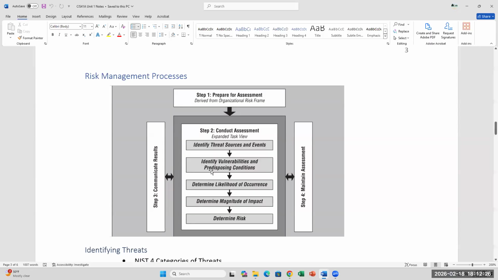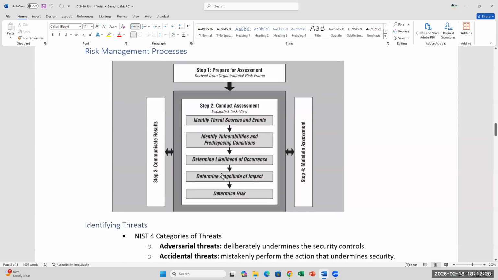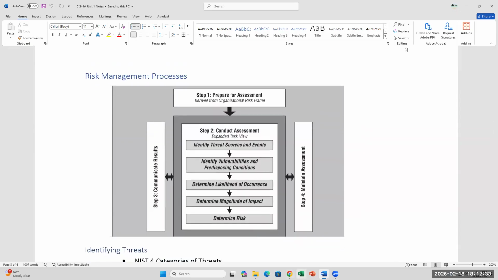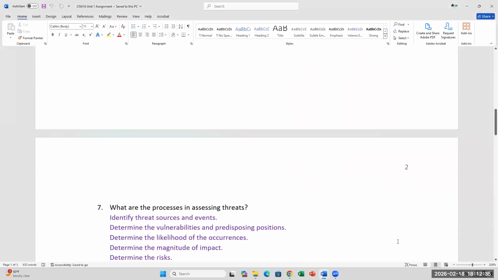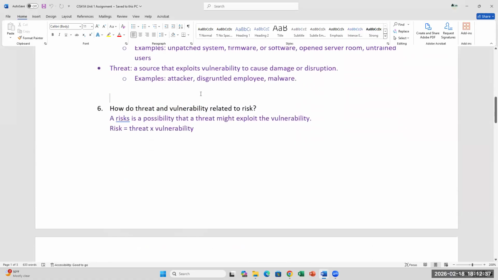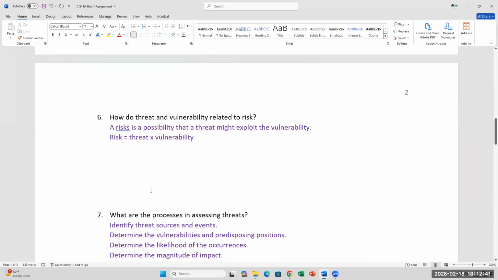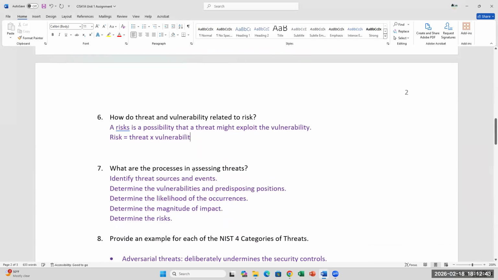Okay, risk management processes. We're going to have a chapter on this. Let me move 6 down in case you're still recording that. And then move 7 up. Oops.